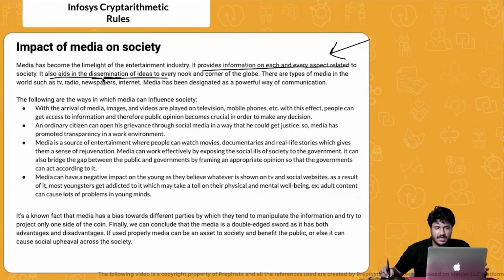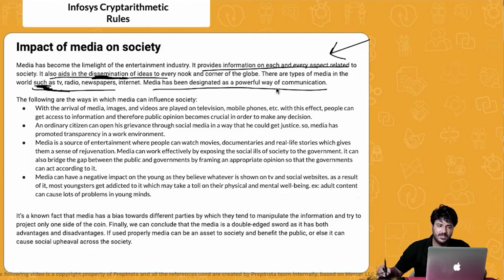It's good, but initially he had written the wrong spelling of this word, right? Every nook and corner of the globe, there are types of media in the world, such as this. This is very important, because 10 marks are given for structuring, right? And structuring examples are very important. Such as is also a signpost word, and such as examples are given. And then providing way of communication. The following are the ways it can influence the society.